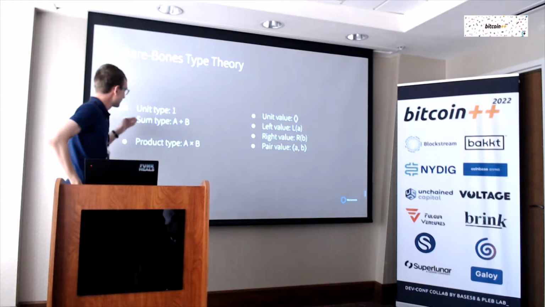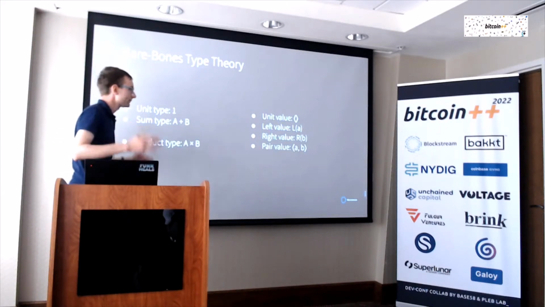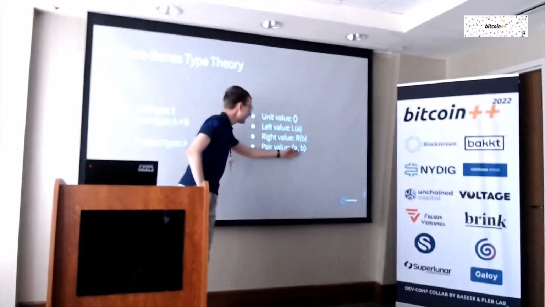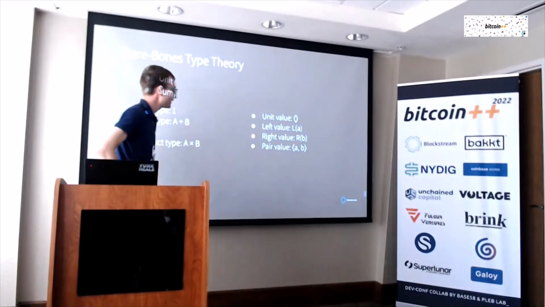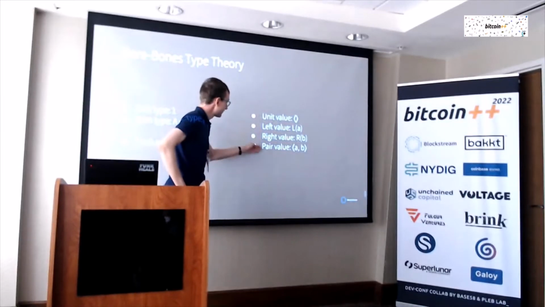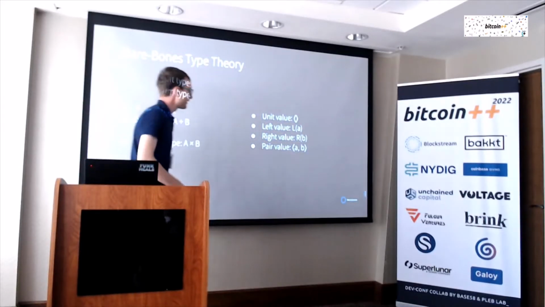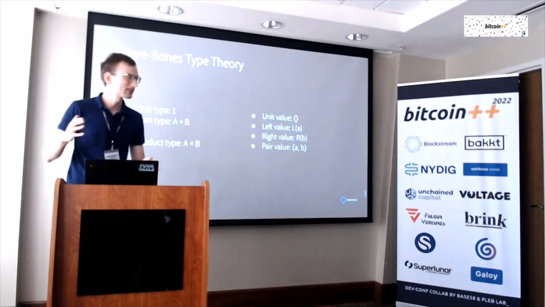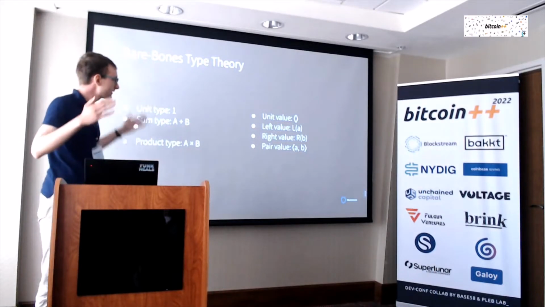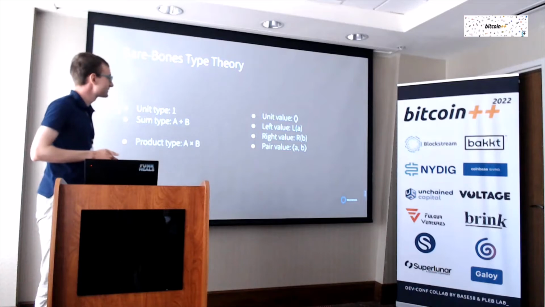And here with the sum, we have either left or right. With the product, we have both at the same time. It's a pair, A and B. And I think it's easy to see that we can have lots of pairs of bits, and then we have bytes and whatnot, like large bit strings. And that's all we need. That's it. That's the type theory we need for Simplicity.